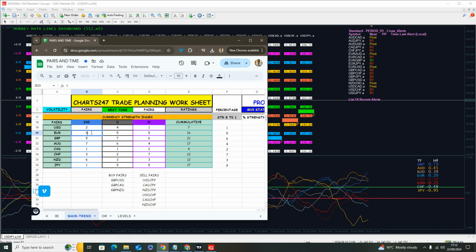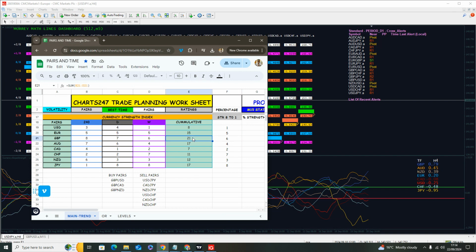The CAD is 4. The US dollar is 3. The Swiss franc is 2. The JPY is 1, which we've already done. This gives us the cumulative number here. So we can change this according to the strength. The yen and the Aussie are 17.